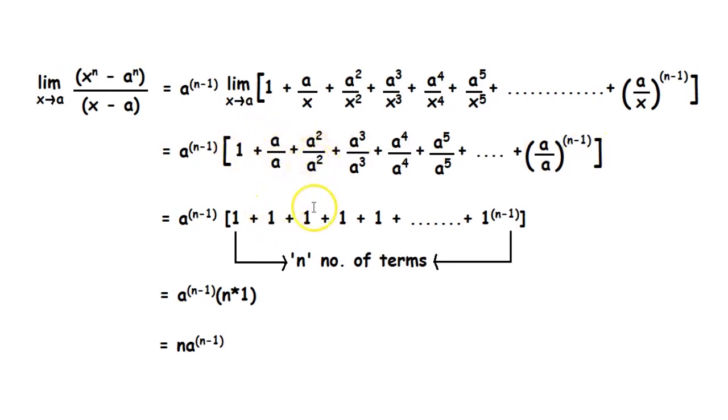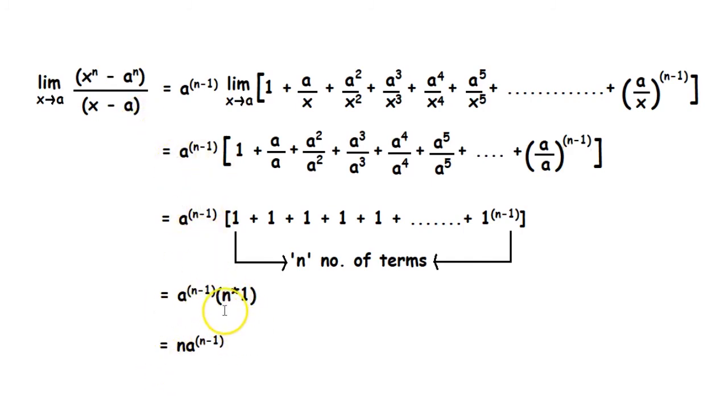1 plus 1 plus 1 plus 1 for n number of terms. So that means we have n into 1. So finally we can get our answer n into a to the power n minus 1. So that's the proof of our theorem using the geometric series.